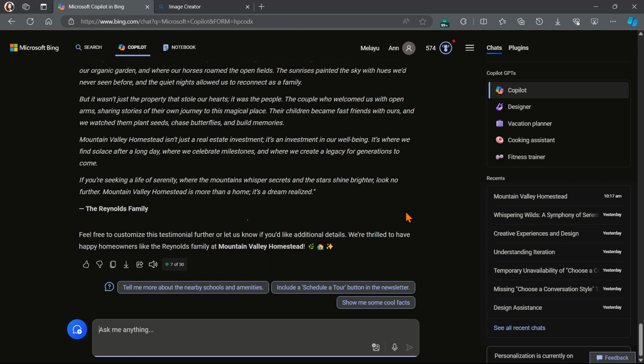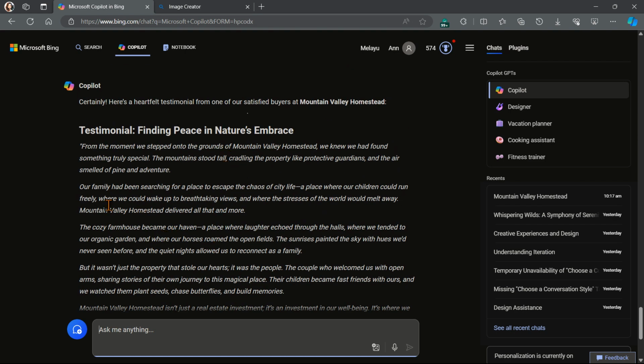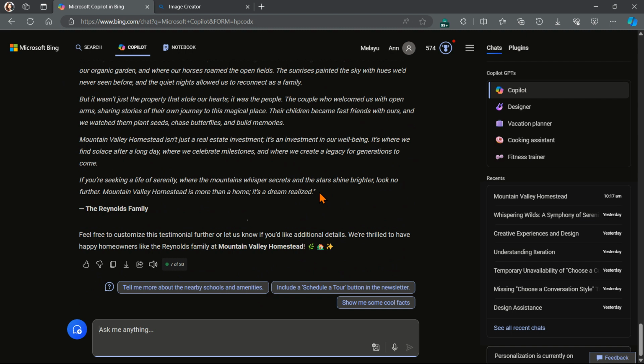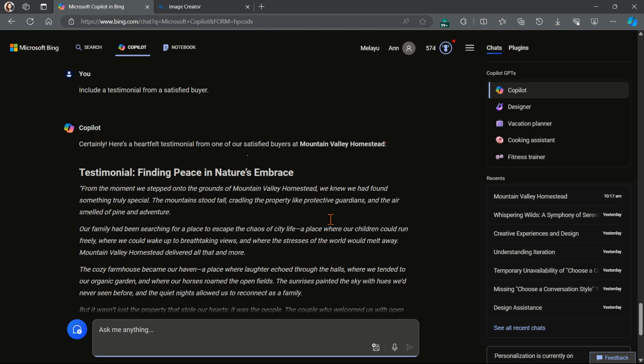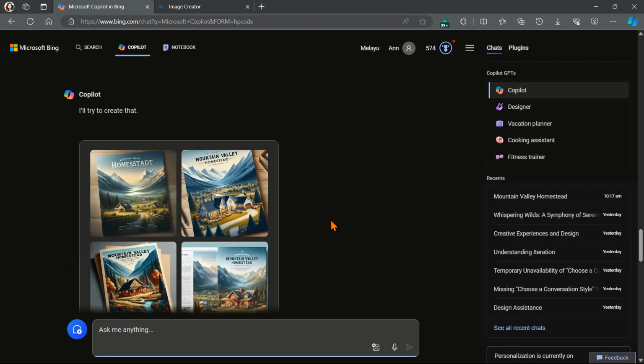Now, one thing good about Bing Copilot is that it gives you an idea of what to add on. Sometimes maybe we don't have that idea. So whatever is suggested here is related to the entire context. So I think that's about it for today.